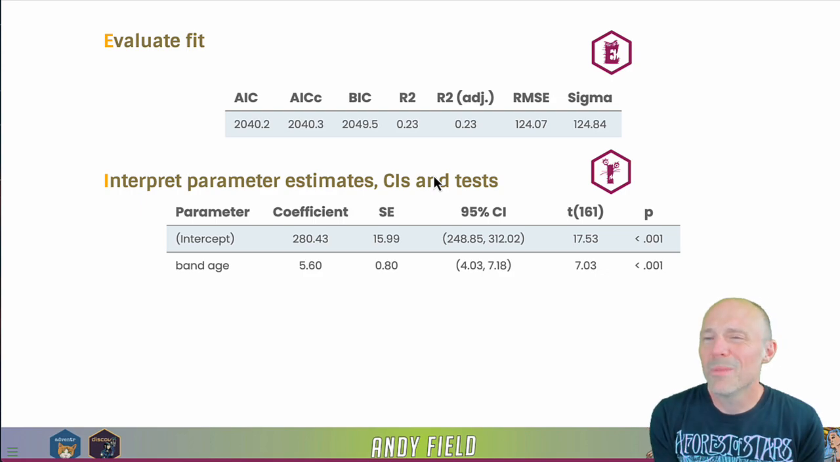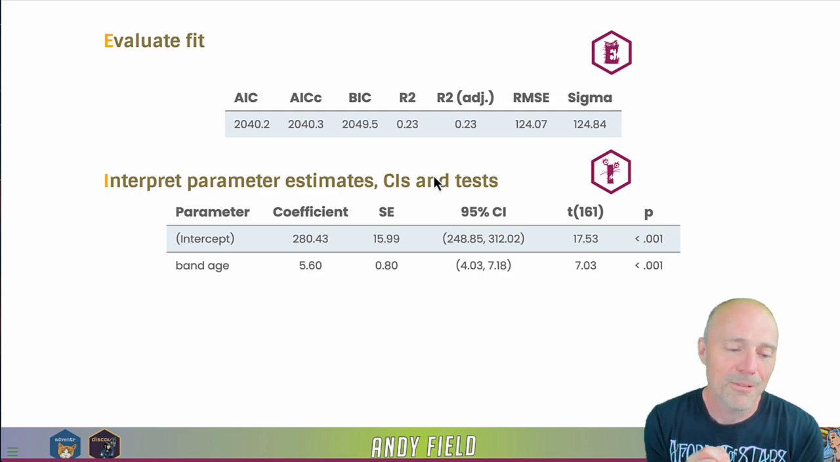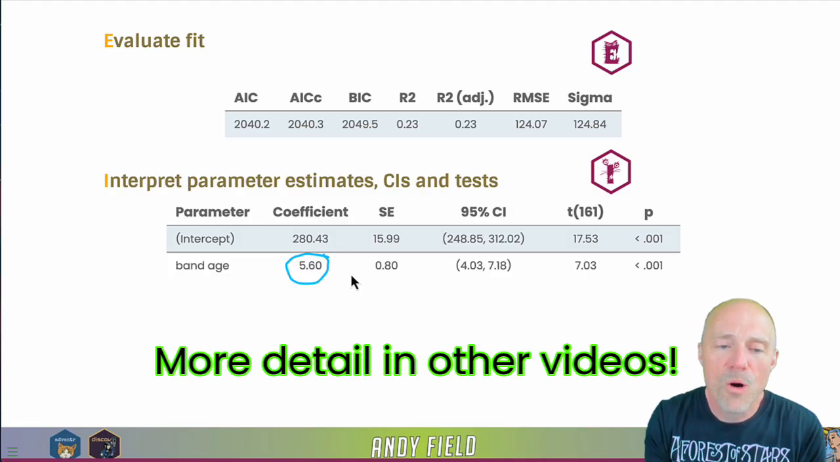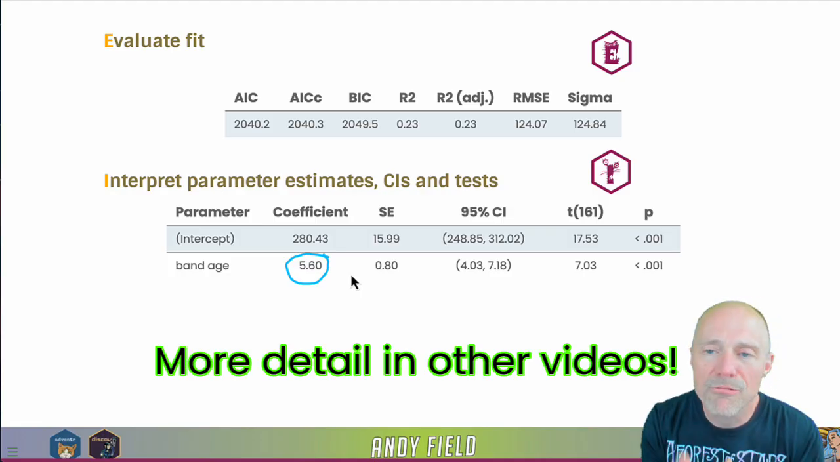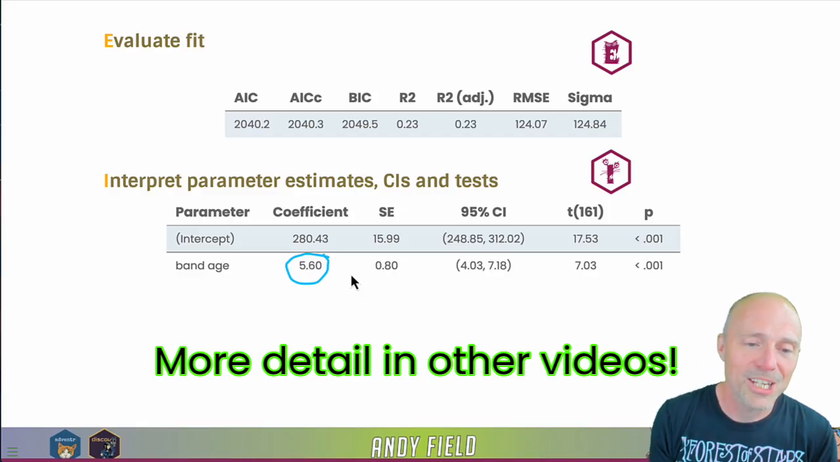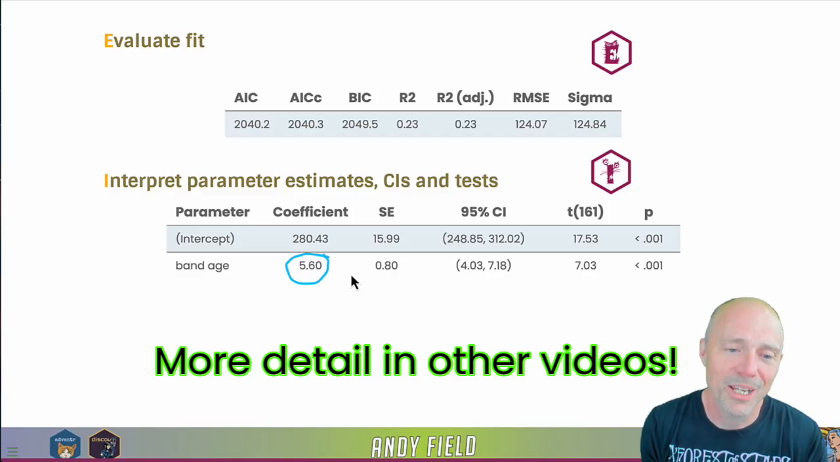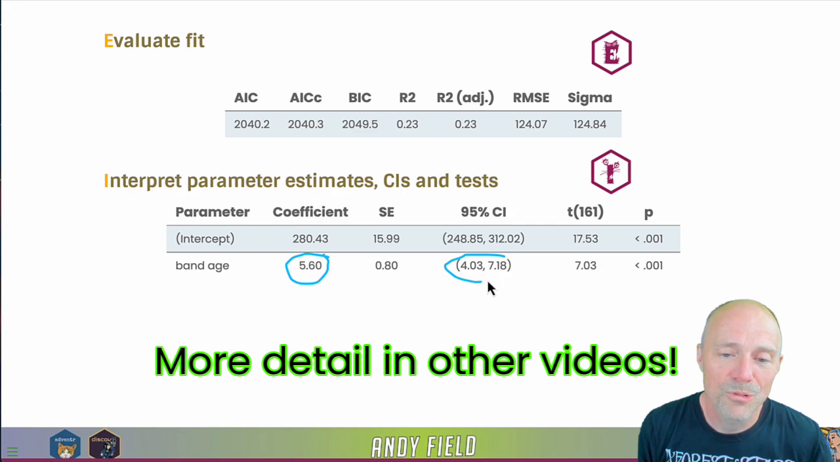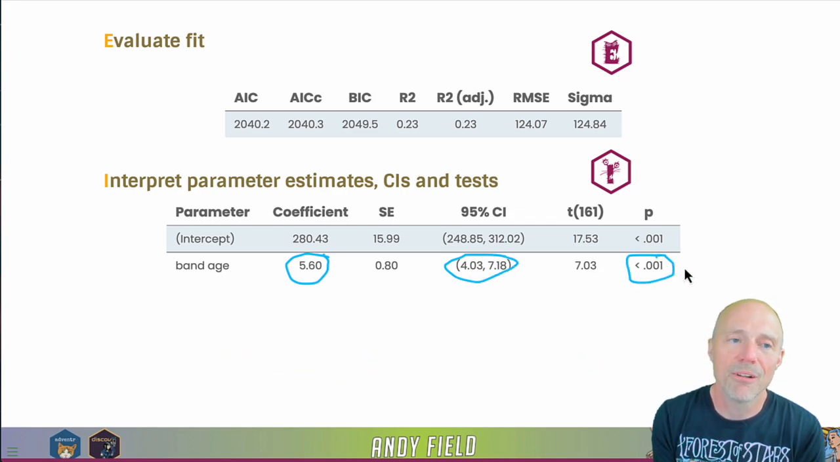If we're happy with that model, in this case we're possibly not, given our residual plots, we might want to fit a robust version of it. We would then go on and interpret the key parts of the model. For example, this value tells us how much song duration increases for every year that the band ages. So for every year the band ages, songs increase at a rate of about 5 seconds, something like that. We might want to have a look at the confidence interval around that value, and see whether that value is significantly different from 0.